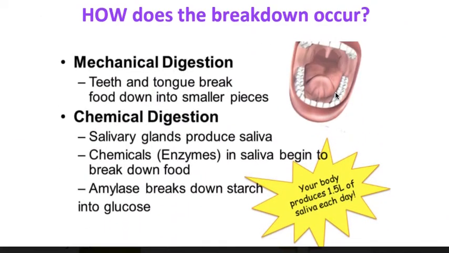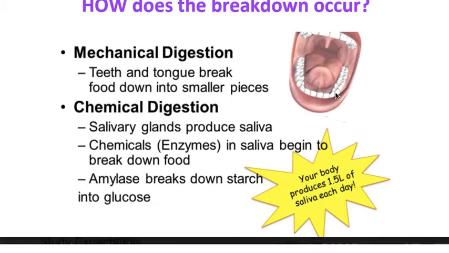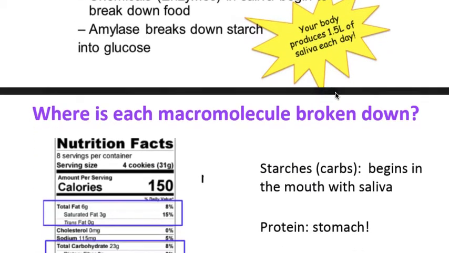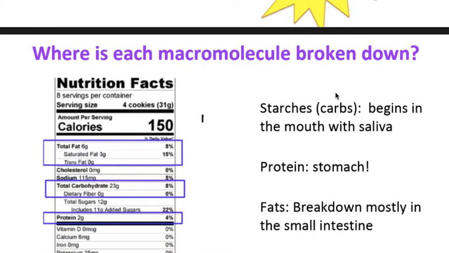Next question, how does the breakdown occur? You've got mechanical digestion and chemical. So mechanical meaning movement. An example of that in the mouth is just actually chewing with your teeth. Chemical would be anything having to do with digestive juices, enzymes, things like saliva, acids, things like that.